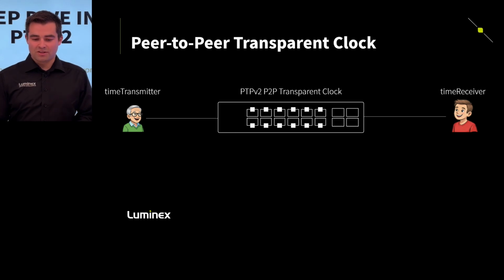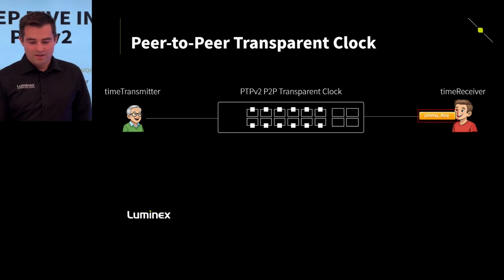This will get updated in the correction field. But how did the switch know that delay? That's done with P delay messages. So in every connection, the time receiver will send a P delay request to which the time transmitter will respond with a P delay response. That's happening on every link.